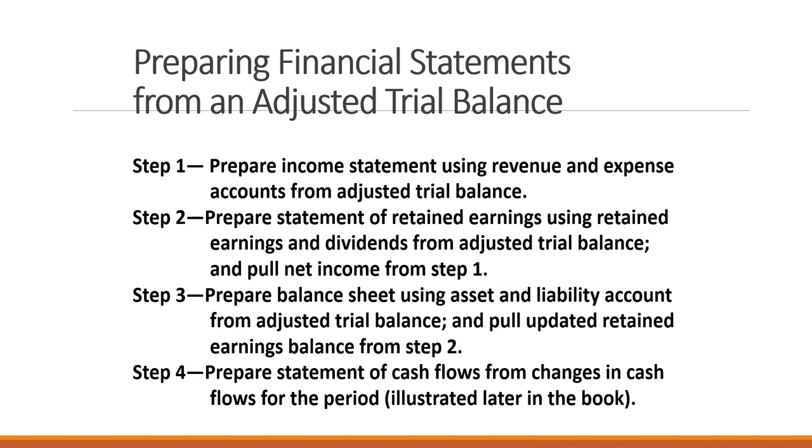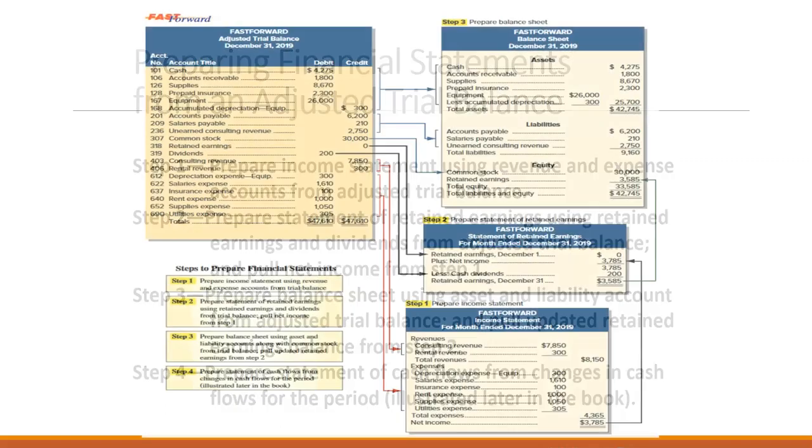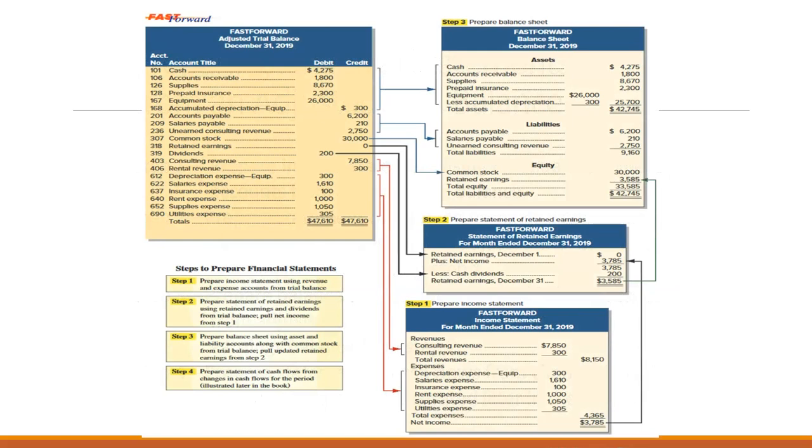We are going to create a few changes to the balance sheet in this chapter. So we have examples of those balance sheet, statement of retained earnings, and the income statement from our adjusted trial balance.